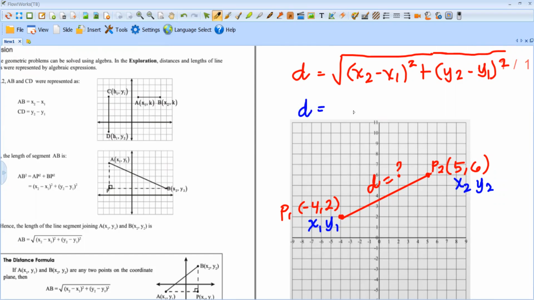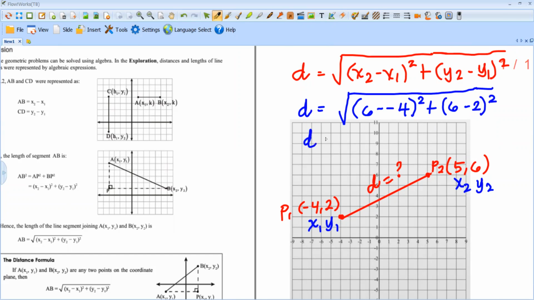So distance is equal to the square root of x sub 2, which is 6, minus x sub 1, which is -4. So that is negative and -4, and then it will become positive. And y sub 2 is 6 minus y sub 1, which is 2, squared. Okay? And then after that, we have to operate. So 6 plus 4 will become 10, 10 squared, plus 6 minus 2, which will be 4 squared.